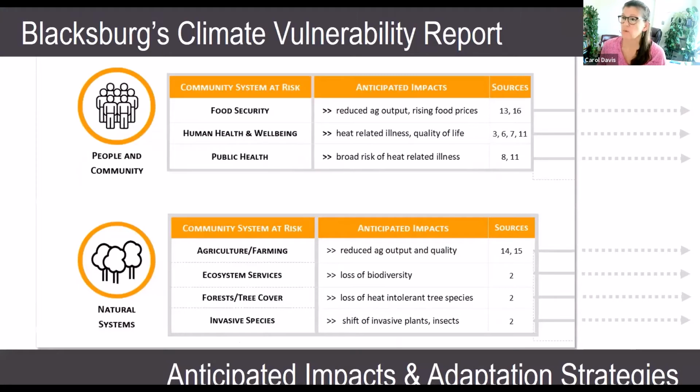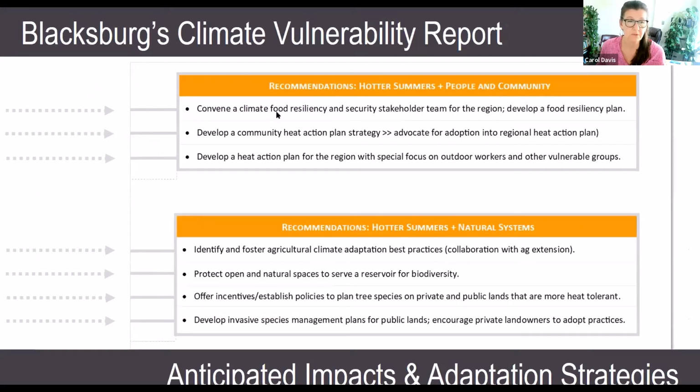So great, what do we do about that? Where we've landed with this report is we haven't fleshed out concrete programs and policies. We're just pointing our community towards what we can do about it. So we've identified these anticipated impacts to people in community, in this case, reduced agricultural output, rising food prices, heat-related illness, quality of life impacts, those sorts of things. And then what do we do about it?